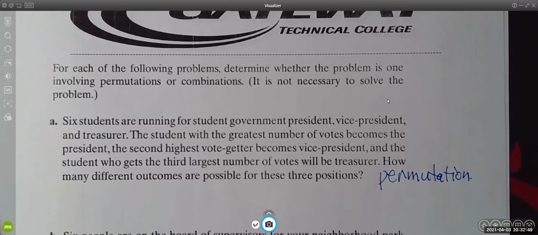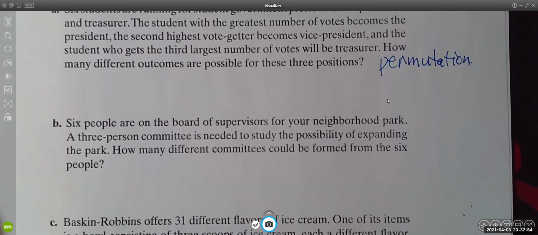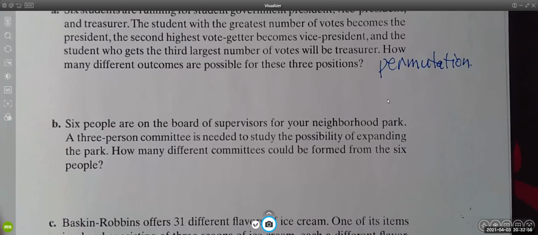Now let's look at the next one. We have three of these in total. So B, 6 people are on the board of supervisors for your neighborhood park. A 3-person committee is needed to study the possibility of expanding the park. So they need to select 3 people to form a committee. How many different committees could be formed from the 6 people?